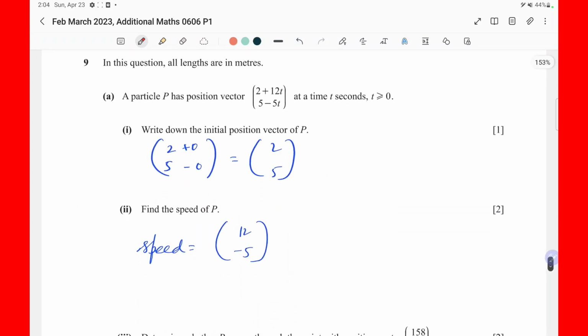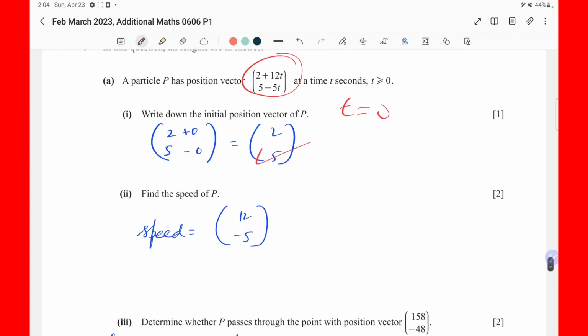In this question, all lengths are in meters. The particle P has this position vector. Write down the initial position vector, so just put t equals 0. This gives 2 plus 0 and 5 minus 0, which is 2 and 5. This is 2 and 5 only.